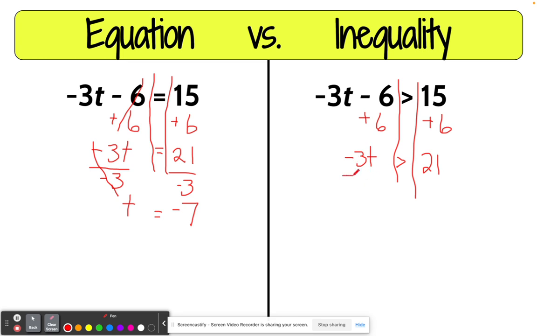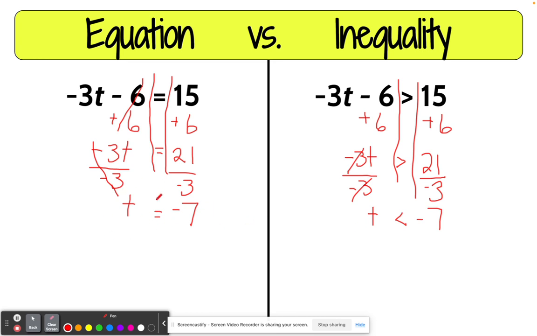Now for this one, I have to divide both sides by negative 3, just like I did on the other. But as you recall from my previous videos, when you divide or multiply both sides by a negative number, just send home your best friends. Your friends are going to flip out. In other words, I have to flip that inequality when I multiply or divide by a negative number. But I still end up with negative 7 over here. So for this one, the solution to this inequality is all numbers less than negative 7.